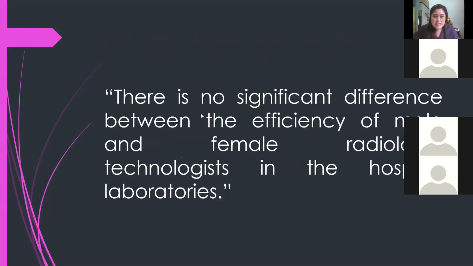So just like this, there is no significant difference between the efficiency of male and female radiologic technologists in the hospital laboratories. So the guess here, the speculated outcome is walay significant difference ang efficiency sa babae ug sa lalaki nga mga rad tech sa hospital. So, class, ang inyong hypothesis nakadepende sa inyong SOP.